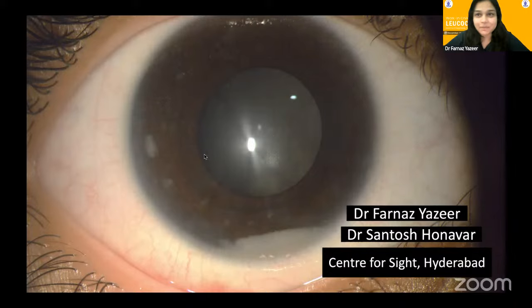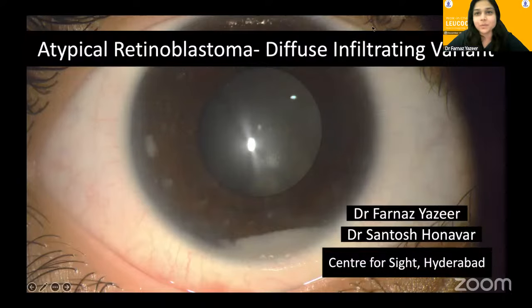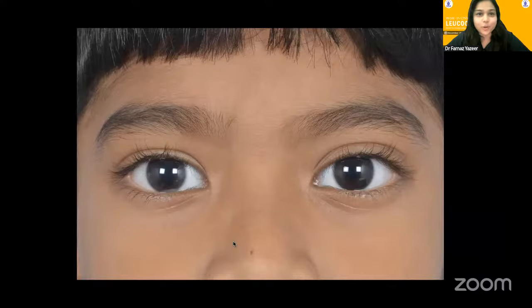Hi, I'm Dr. Farnaz Yazir. I'll be presenting a case of atypical retinoblastoma, diffuse infiltrating variant. We had a 5-year-old male with an alleged history of trauma to the right eye with a ball, and he developed whitish discoloration. The next day, he went to the local ophthalmologist in view of the pseudohypopyon with anterior chamber cells and flare. The following slides were done before he presented to us.